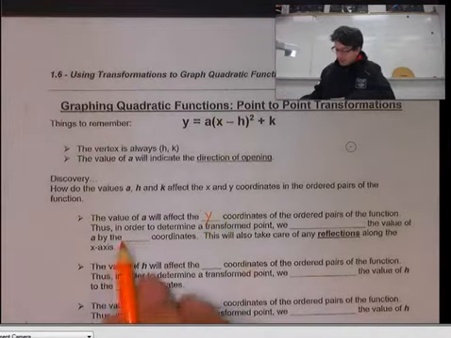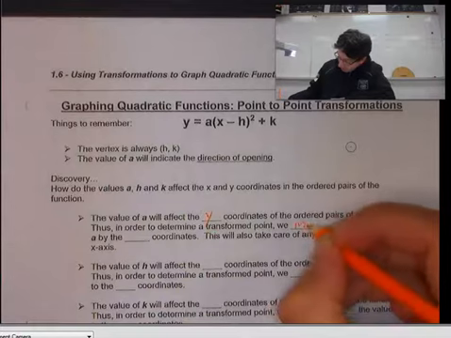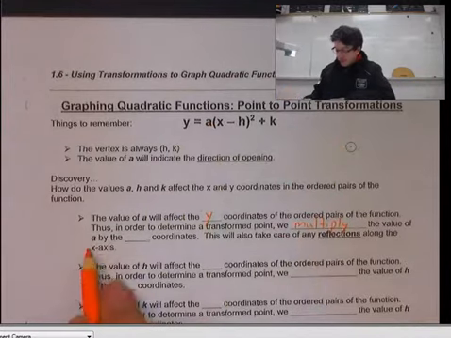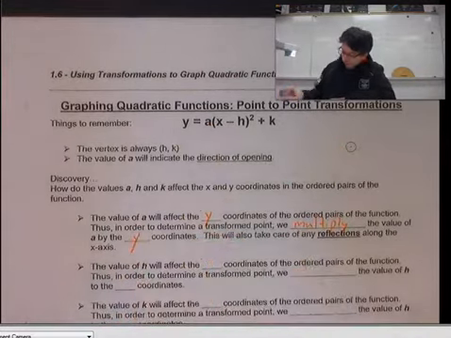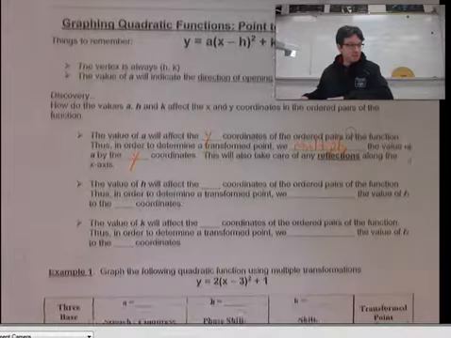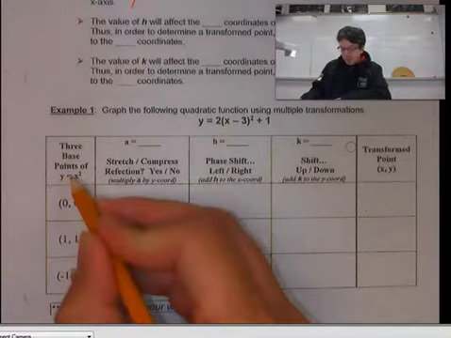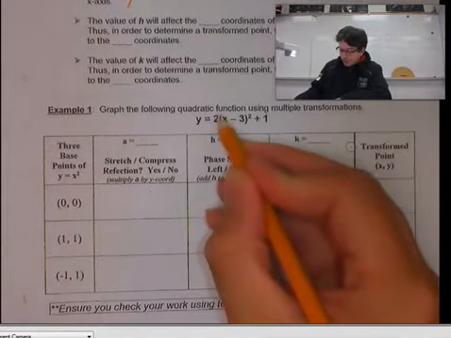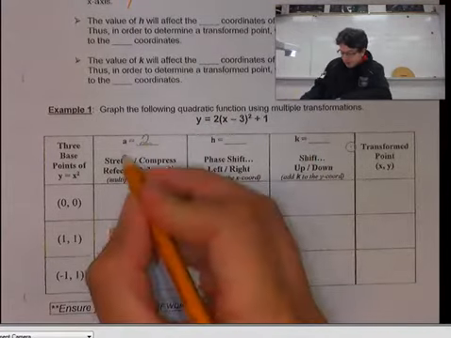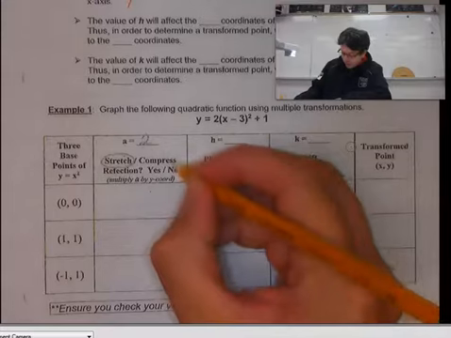How will it affect the y-coordinate? To determine our new transformed point, since a is multiplying, we're going to multiply the value of a by that y-coordinate. What exactly do I mean by that? Let's go down to this example. We have our 3 points that I showed you for y equals x squared. In this example, our value of a is 2. So that's a stretch, not a compression, and it's opening up, so we're not going to get a reflection there.